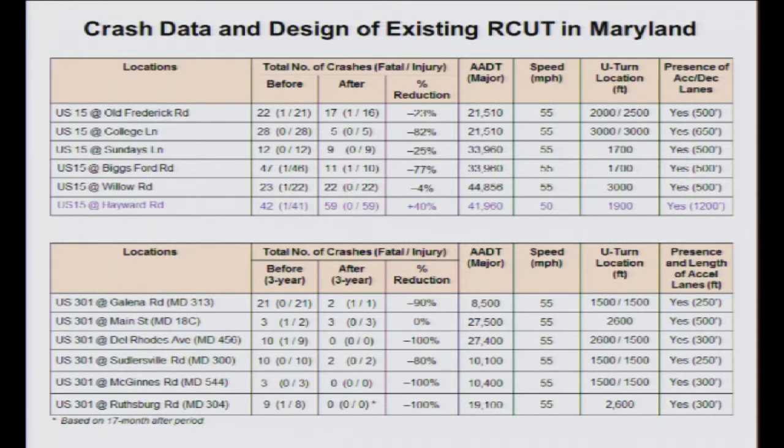Another thing I want to point out again: these two intersections have similar, identical ADT values and the same speed, yet one sees a 20% reduction and the other sees an 80% reduction. If you examine their U-turn opening distances, this one is 2,000 feet on one side and 2,500 feet on the other side, and the one here is 3,000 feet in both directions. So that extra 500 feet provides all this difference in safety.